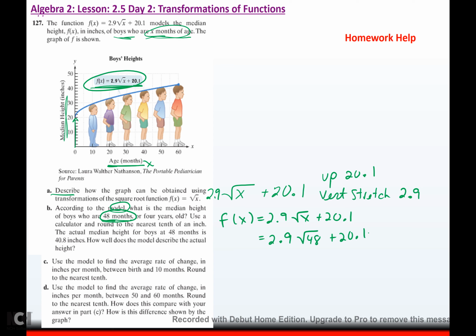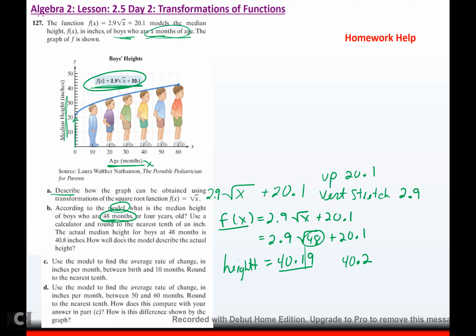So 2.9 times the square root of 48 plus 20.1, and I get 40.19. Which means my f of x, or the height of a kid that's 48 months old, should be 40.19. Use a calculator and round to the nearest tenth of an inch. So that would be 40.2.